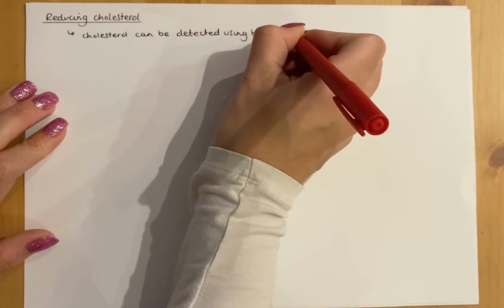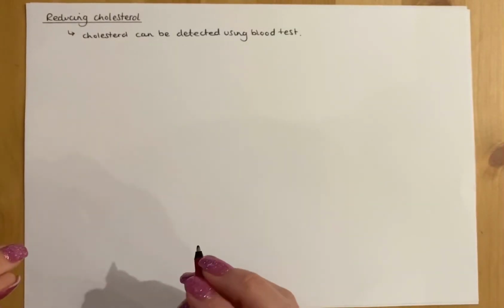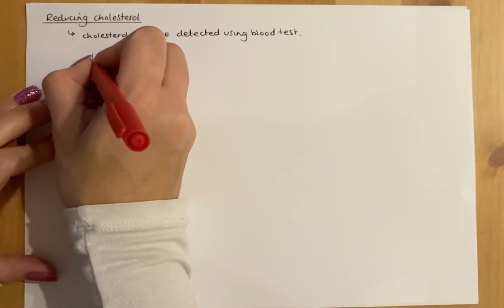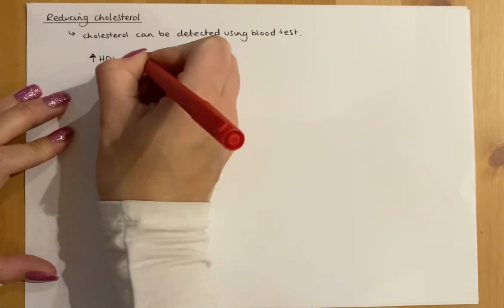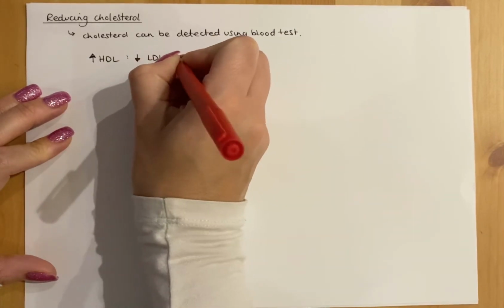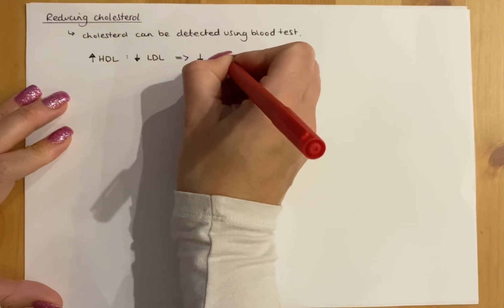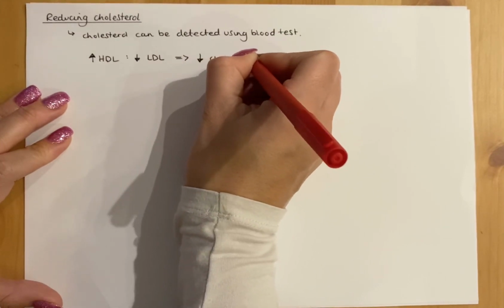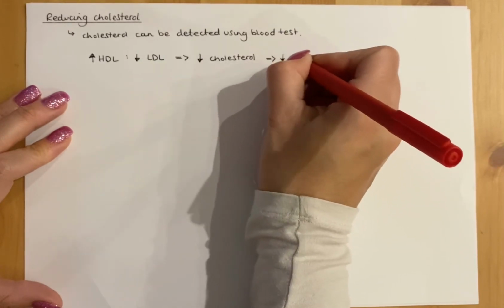And if it's found to be higher than normal, therefore you would then try and recommend that the person does a certain number of things. So generally what you want to do is increase your HDL levels and decrease the LDL levels. Therefore that leads to less cholesterol in the blood. And therefore if there's less cholesterol, there's less of a risk of atheroma formation.